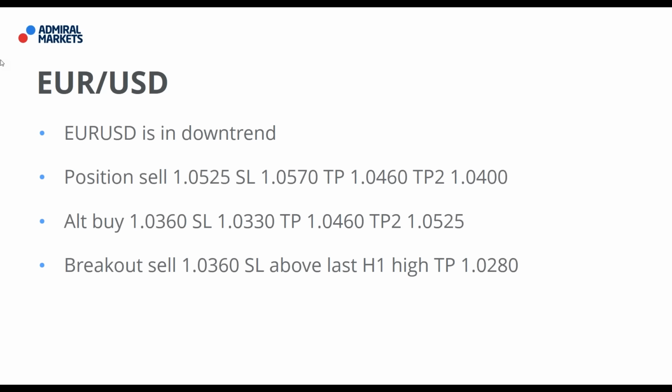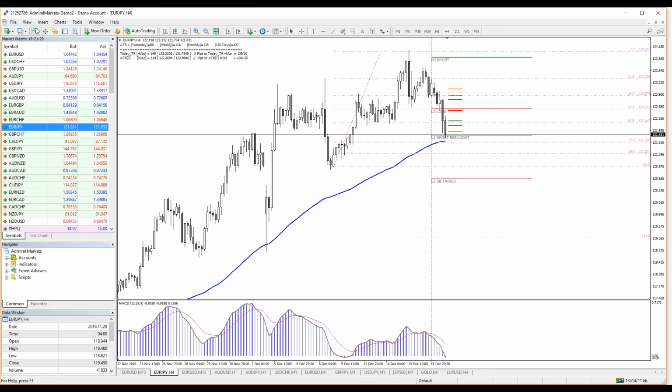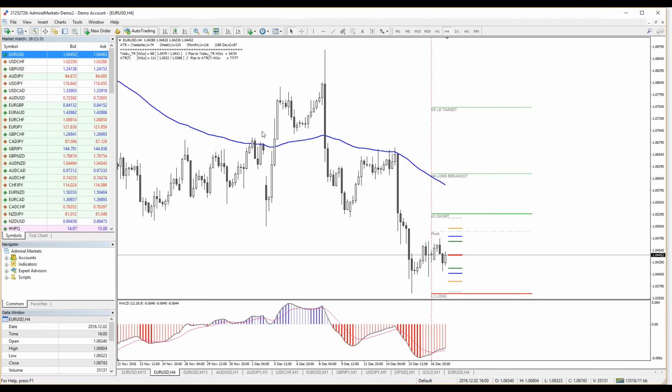And breakout sell should happen if we see the price going below 1.0360. Then stop loss should be above the last 1 hour high with a TP to 1.0280. I mean, guys, it seems that euro dollar is really going down. And well, I still think that this is sell on rallies.